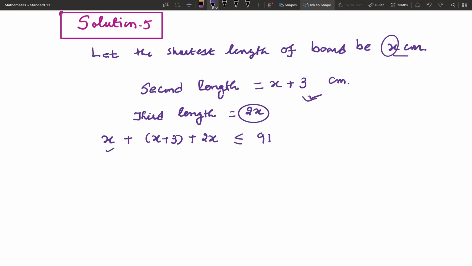So x plus x plus 2x, so 4x plus 3 is less than or equal to 91. Transfer this 3: 91 minus 3, that is 88. Divide by 4, therefore x is less than or equal to 88 by 4, so it is 22. So x is less than or equal to 22.